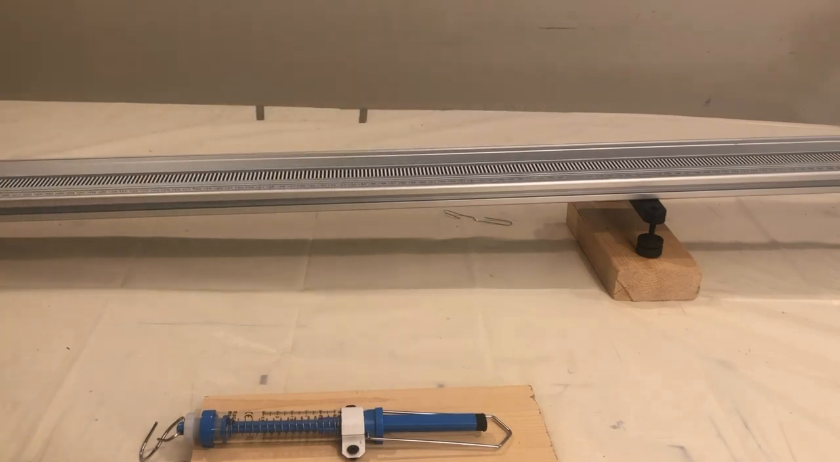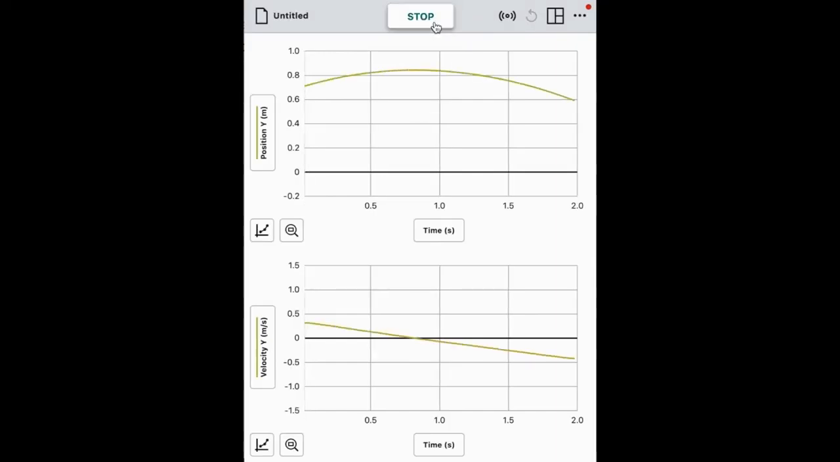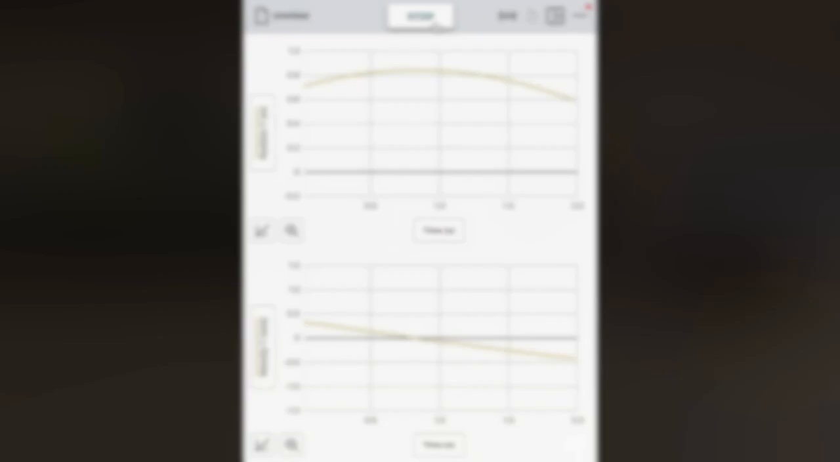2 graphs are shown. These 2 graphs capture the position and velocity of the cart right before, during, and after it reaches the peak of its travel up the ramp. The top graph shows the position peaking at about 0.75 seconds before going back down. The bottom graph shows the velocity decreasing from positive 0.5 meters per second to 0 at around 0.75 seconds, and then continuing to negative 0.5 meters per second at the end.